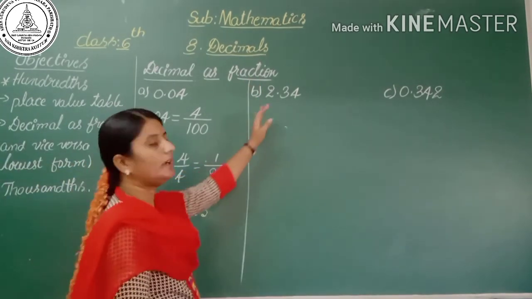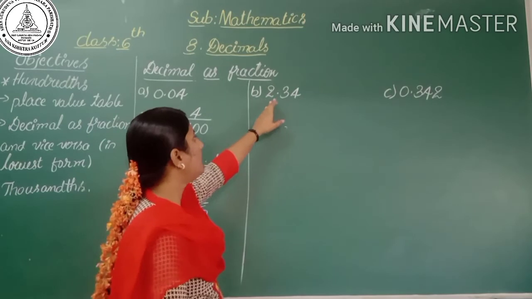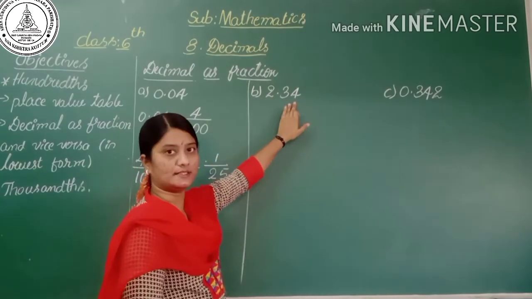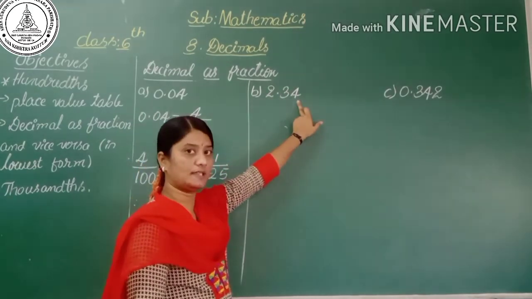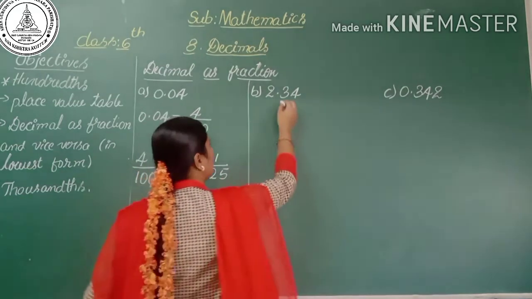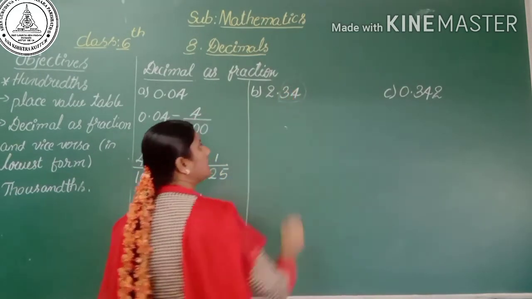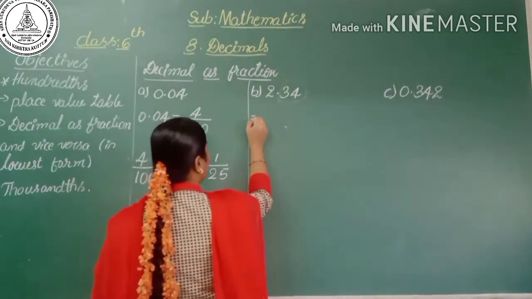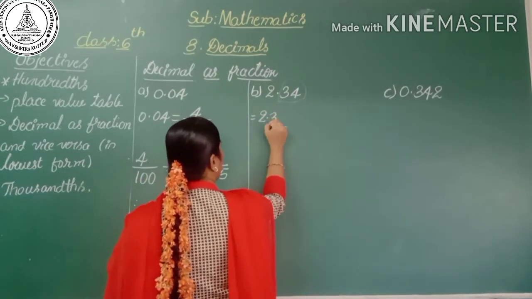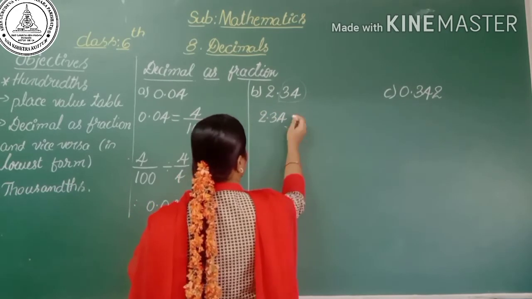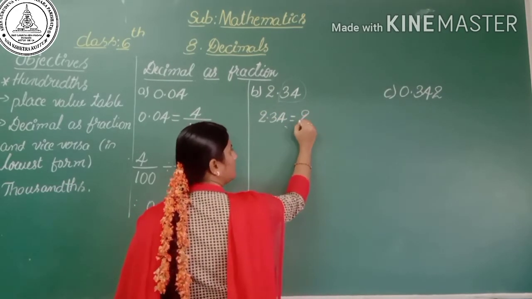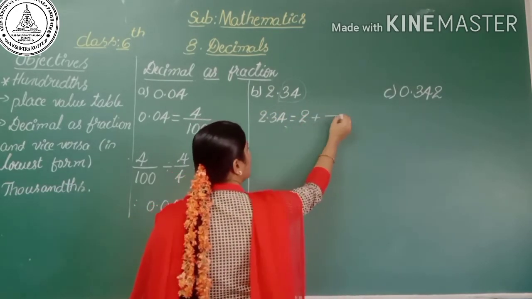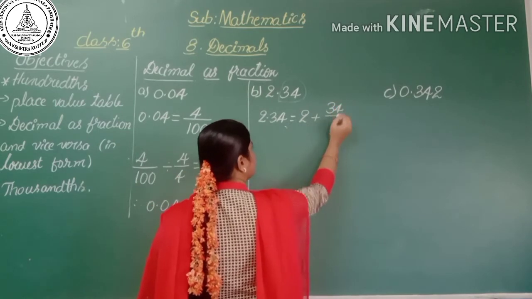Yes. 2.34. You can see here after the point there are 2 places, that is the hundredths place. So we can completely say it as 34 hundredths. Okay. Yes. Now we can write here 2.34 is equal to 2 wholes plus 34 hundredths.